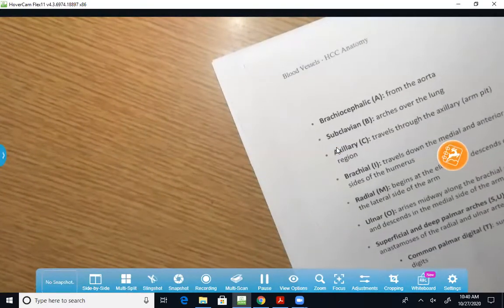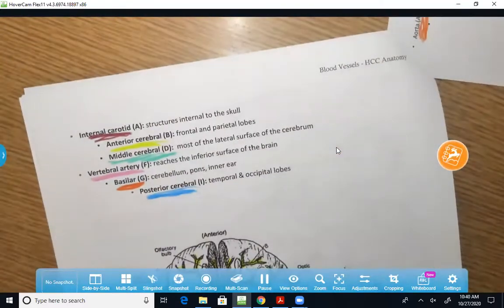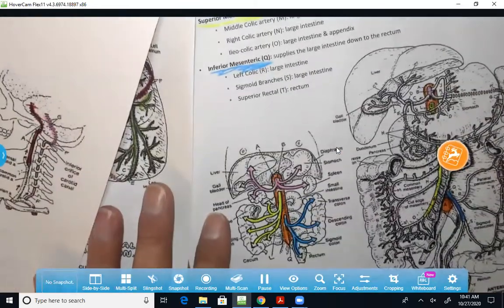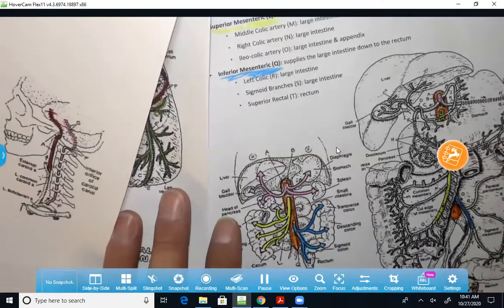Did you say that would be on the test? This one, not this one. This one just to kind of show you what's being fed by those vessels. This one would be the one I'd want you to know.